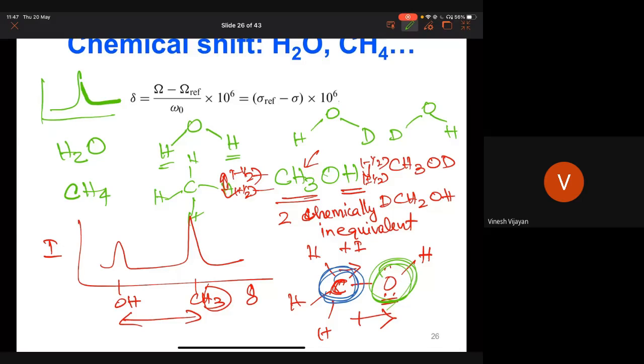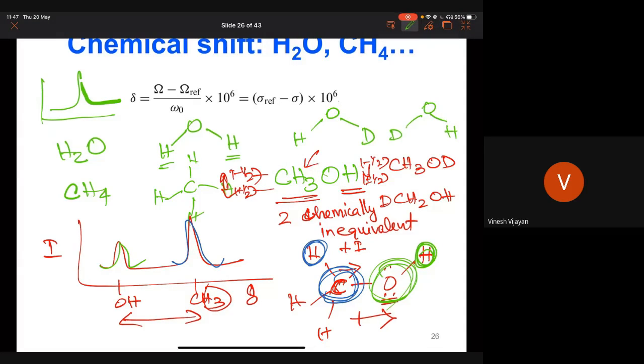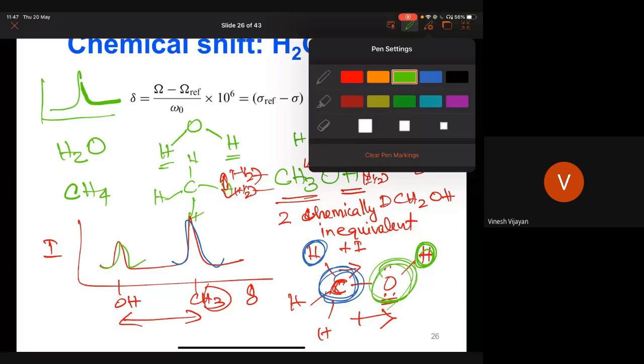And due to these differences in electronic environment, the protons that are attached to each one of these end up experiencing different fields around them to give a different set of resonances. As you're able to see, we just started from water and we have gone to methanol. Already NMR is able to give you so many differences.